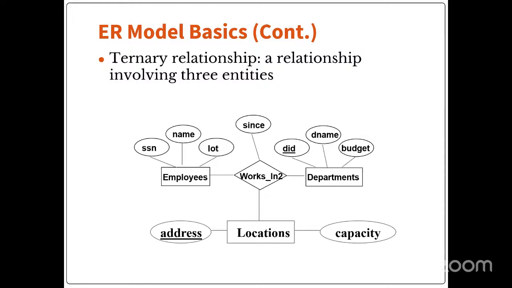So this we call a ternary relationship. Okay, a relation involving three entities is called a ternary relationship. Okay, so here we have three entities: employee, department, location. So what is the relationship we have?